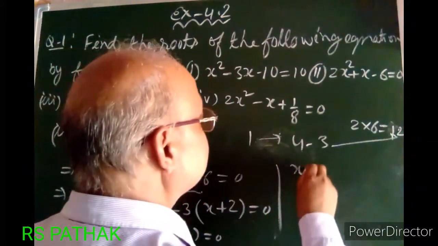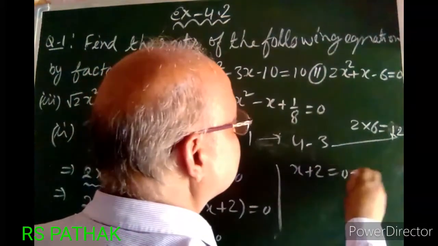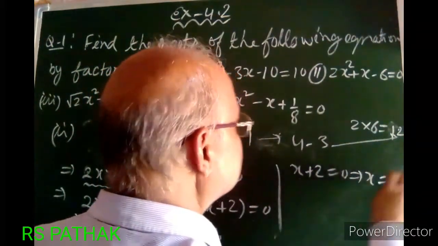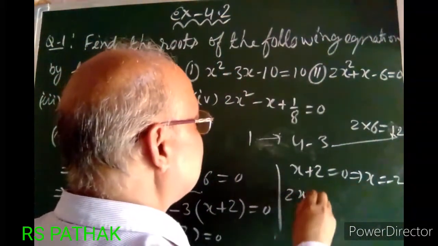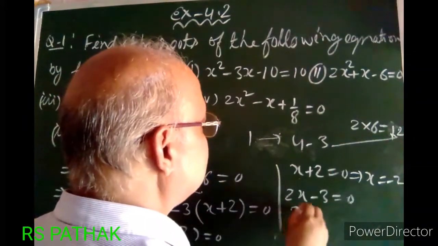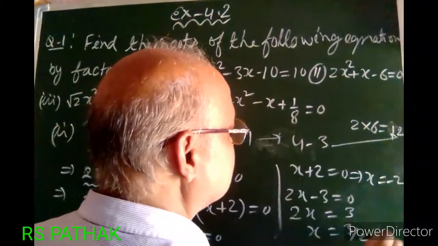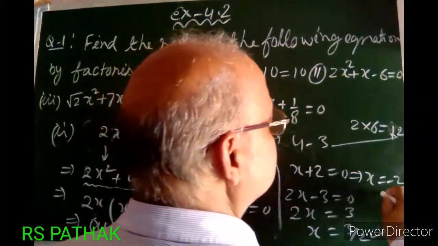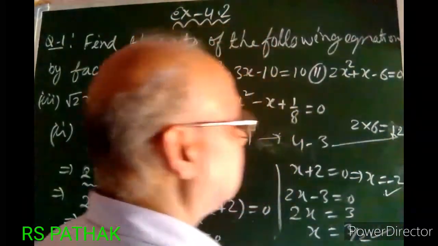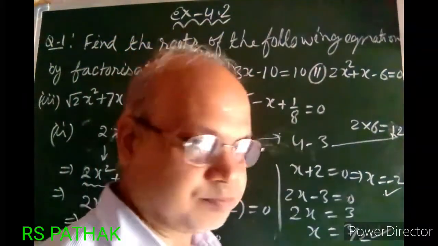X plus 2 equals 0, this will be x equal to minus 2. 2x minus 3 equals 0, 2x equal to 3, then x equal to 3 by 2. This is value 1, this is value 2. The two roots are this.